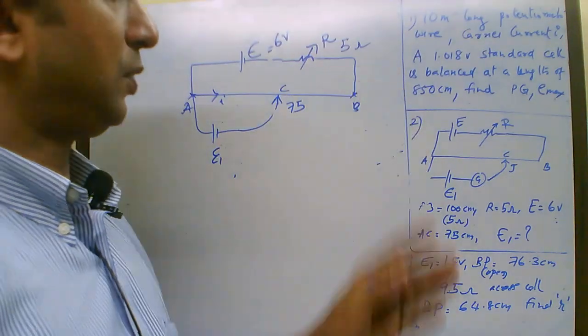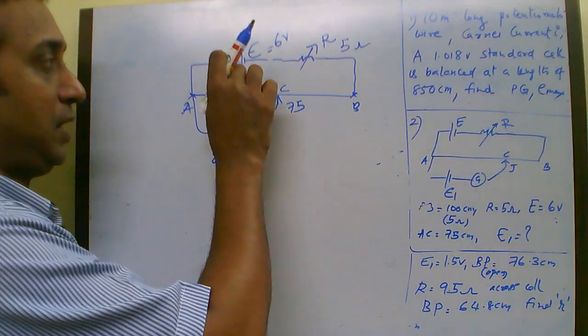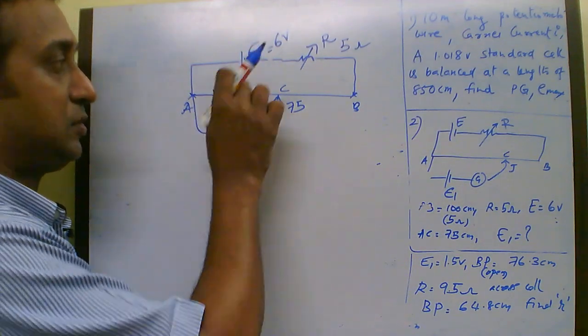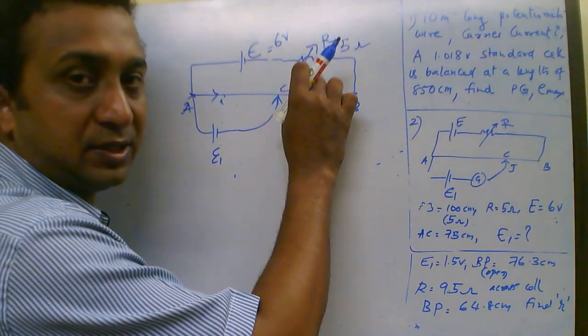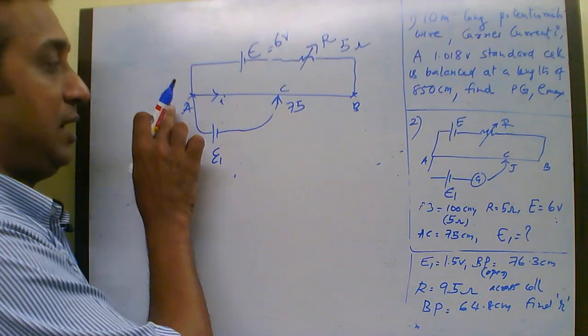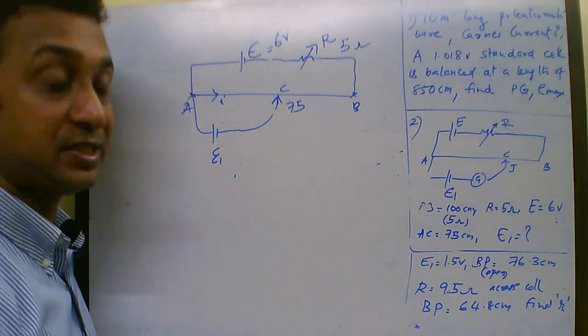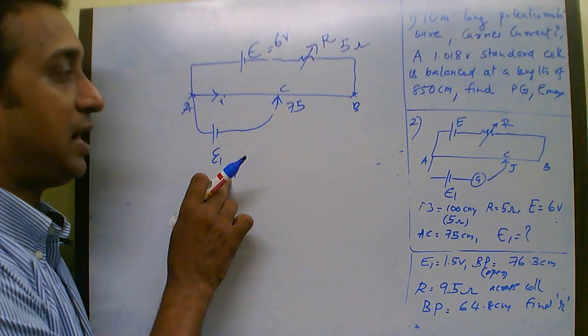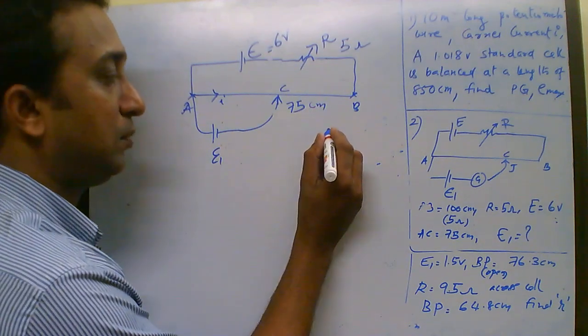Now let us do one problem using the potentiometer. So you have a primary cell, you have a secondary cell, primary circuit is providing a current I, you have a variable resistance whose value is 5 ohms, and the length of the wire is 100 centimeter, and it itself is having 5 ohm resistance, and the cell is balanced at 75 centimeter. Now what you have to find out is how much is the EMF of the cell.